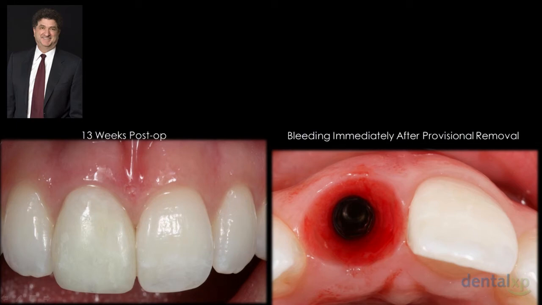Even though the tissue was perfectly healed. Look at this beautiful tissue. The tissue is perfectly healed up there. See? What you're seeing is the epithelial attachment is on the abutment. In this case, it's not an abutment. In this case, it's a temporary.